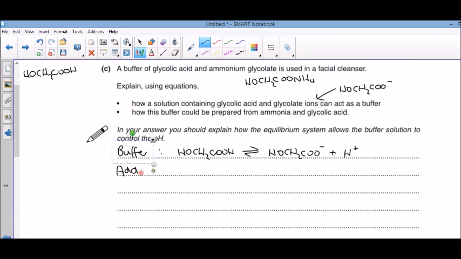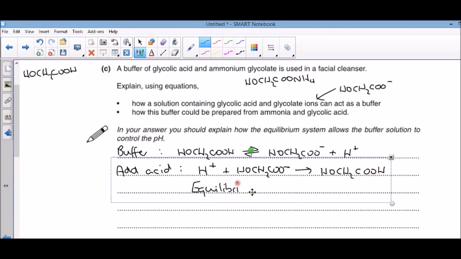So if we add some acid, then we're adding H plus ions, and that's going to react with those glycolate ions, and we're going to get back some of the glycolic acid. And we're going to say that equilibrium shifts left. Okay, so we're adding extra H plus. So if you look at this equilibrium, if we're increasing the concentration of H+, the equilibrium is going to be driven to the left to reduce the concentration of H+.